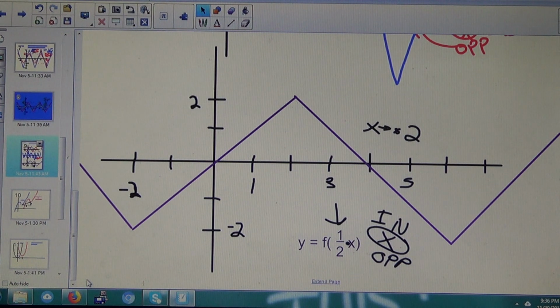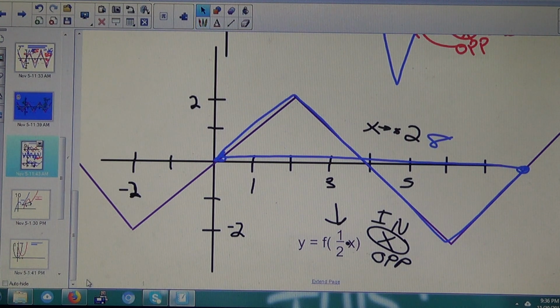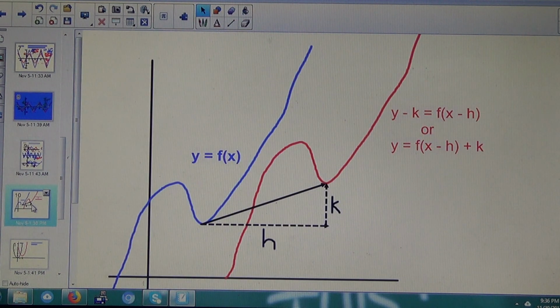Now my period on this purple one would be what number? So, mountain, valley, how far is it from there to there? That's a fundamental period. And 8 would be the answer. Okay? Alright. Shifting, we talked about that on the first slide.